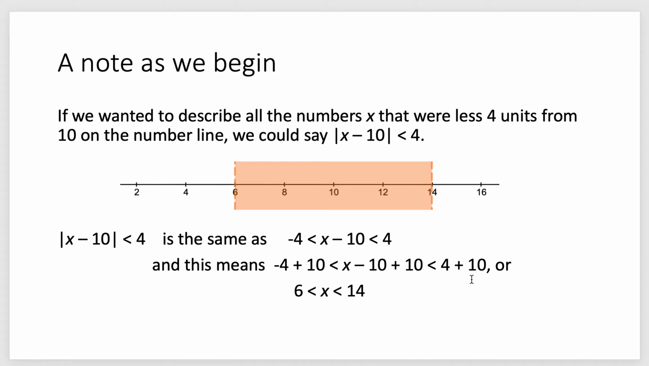That's the same as 6, from negative 4 plus 10, is less than x, is less than, where the 10s cancel, 14. And that's the same thing we see on the number line. So that's a quick note as we begin about using absolute value and subtraction to talk about distance.